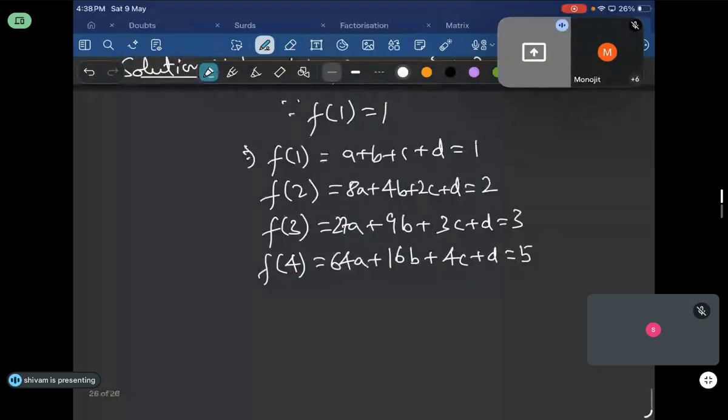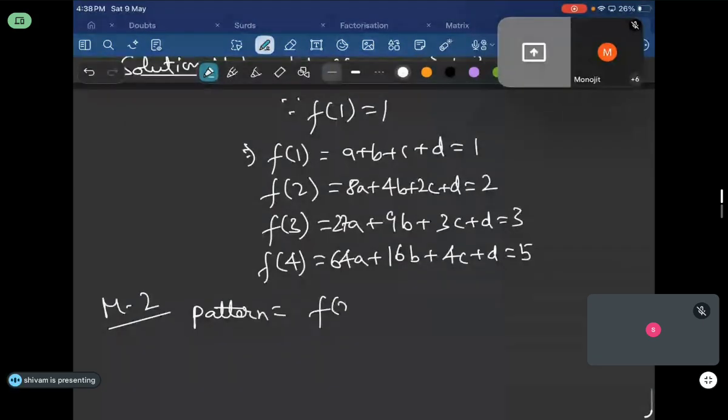Method 2. Pattern based problem. So over here, what is the pattern? Try to understand what is the pattern over here. The pattern is f of x equal to x for x equal to 1, 2 and 3. Can you people understand? So the idea is you take another polynomial such that x equal to 1, 2 and 3 becomes the zeros of that polynomial.